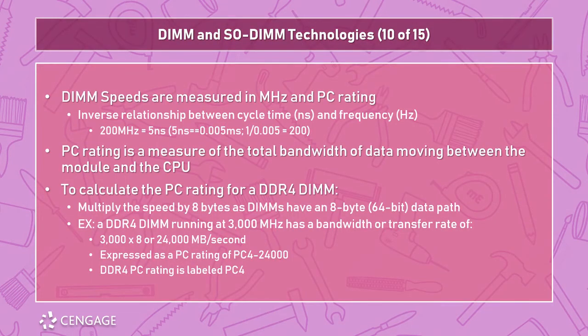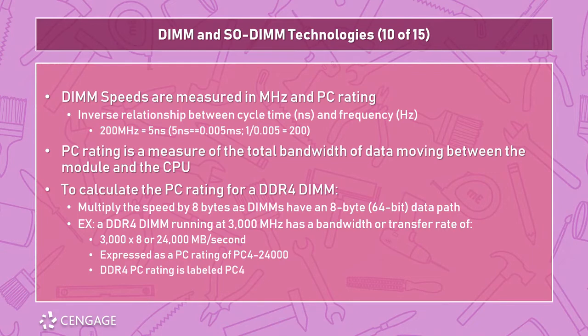Now, how do we calculate the speed of our DIMMs? How do we figure out what a memory speed rating is? Well, we traditionally use the units megahertz, and then we have a term that we call PC rating. Now, there's an inverse relationship between what we call cycle time and frequency. Cycle time, of course, is the amount of time it takes to move data into or out of the RAM chip. So 200 megahertz on the RAM stick would be equivalent to 5 nanoseconds of cycle time. Now, 5 nanoseconds is 5/1000ths of a millisecond. So 1 over 0.005 is 200.